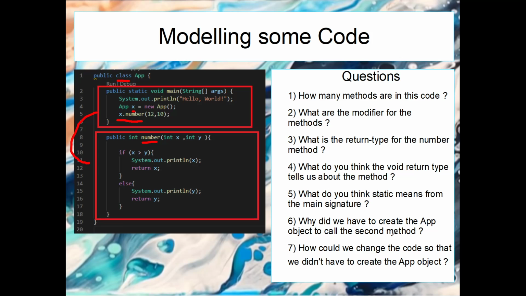Again, we kind of answered 5 and 6 together. So how do we change the code so that we didn't have to create the apt object? Well, all we could do if we wanted to change the code, we could have just added static into the second method. And if we'd done that, we could have just executed this code directly without creating the class. However, it's not a great practice to do this because if you're doing this again and again, it's easier for you to make mistakes.